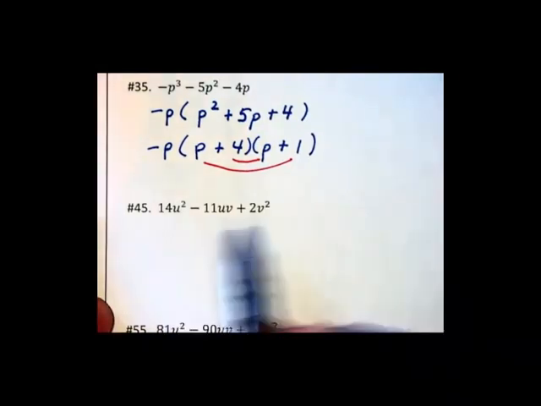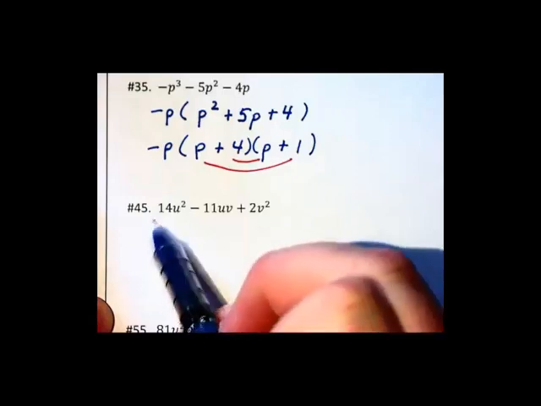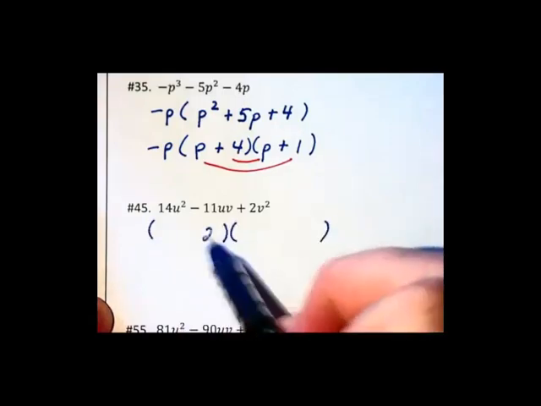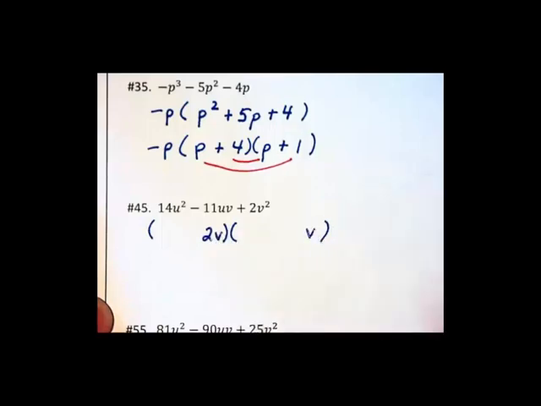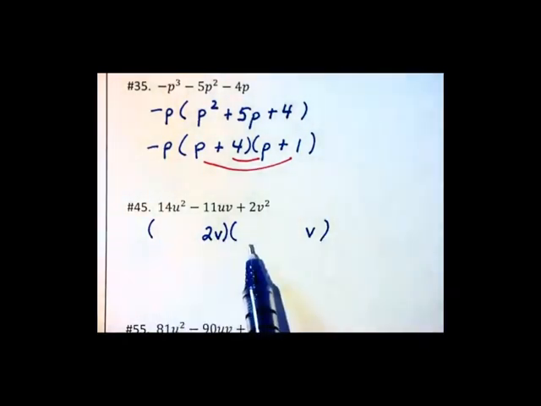GCF, no. I do like the 2v squared at the end, because 2 is a prime number, and that means I'm going to have a 2v times 1v if this factors at all. So now I've got to play with that 14. I don't think 14 and 1 will work, or 1 and 14. I'm going to try 7 and 2.